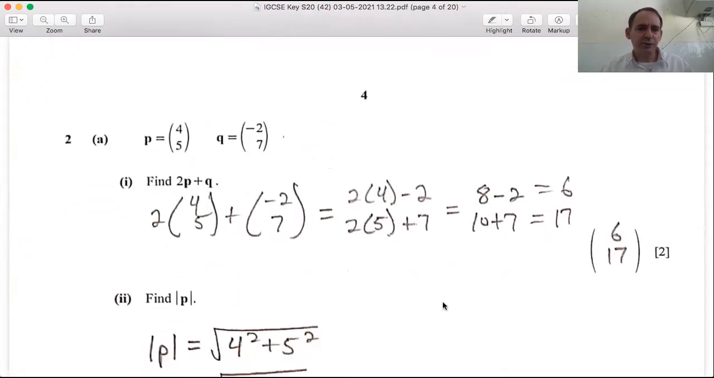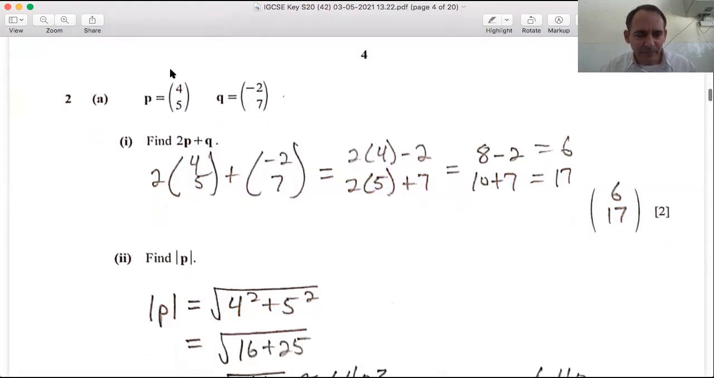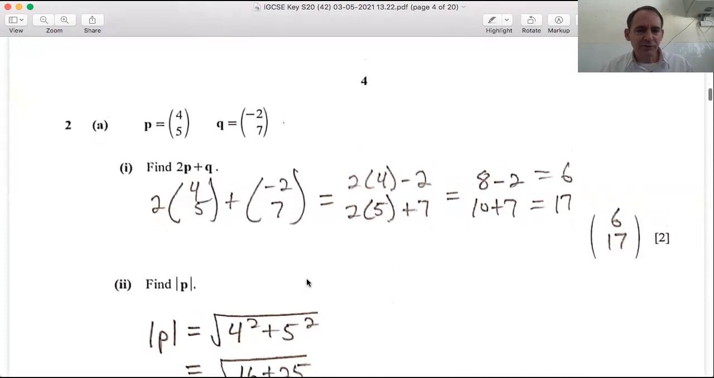Moving on, number 2, here we have vectors with this column vector notation. Find 2p plus q. So here's vector p, here's vector q. So 2 times (4, 5) plus (-2, 7). You keep your components in the order they give them. So you have 2 times 4 plus a negative 2 for the x component, and you get 8 minus 2, which is 6.